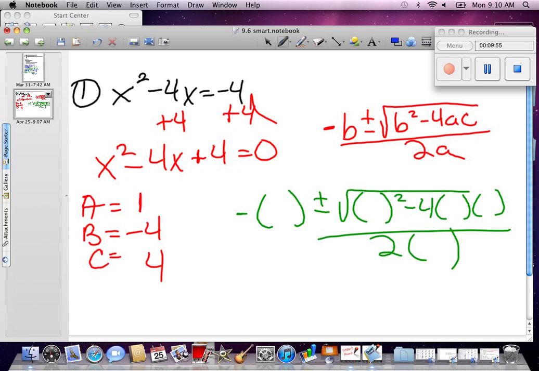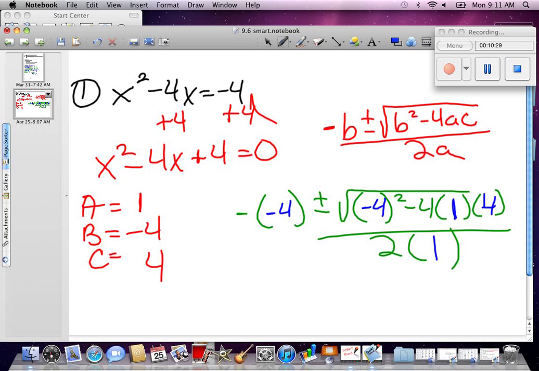Thank you. What is my b? We are at the formula. What's my b? Negative 4, that we said? Negative 4. So it's negative b, so I put my negative 4 here. Plus or minus the square root of b squared. b is negative 4. Minus 4 times, what's my a? 1. And my c is 4. All over 2 times a. So my a is 1.